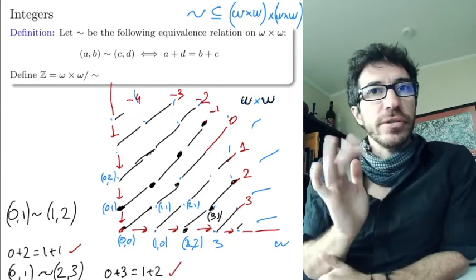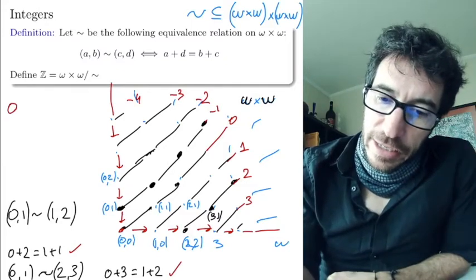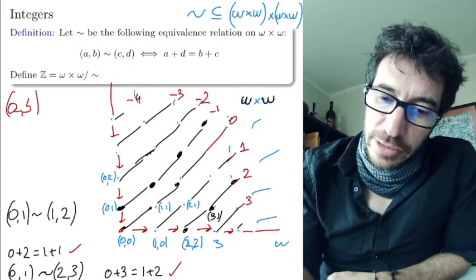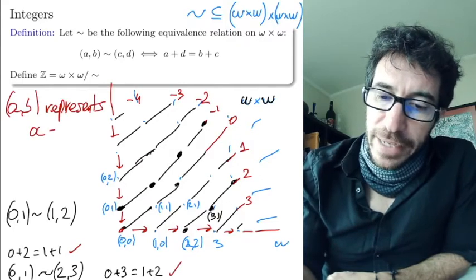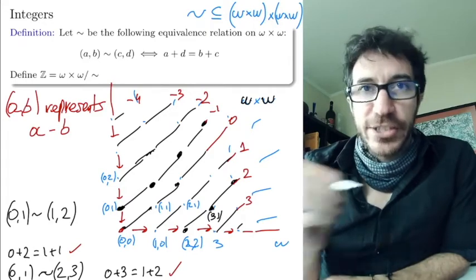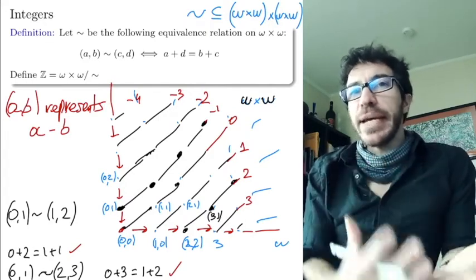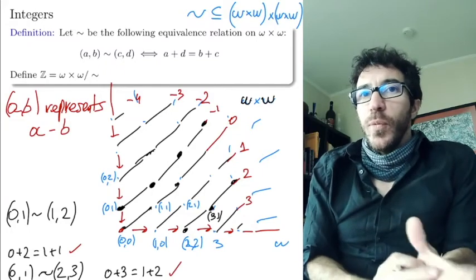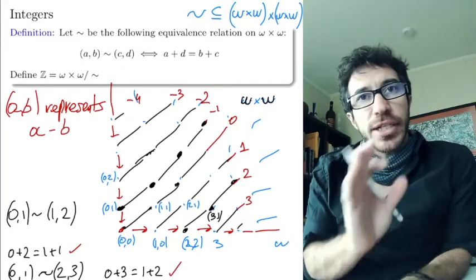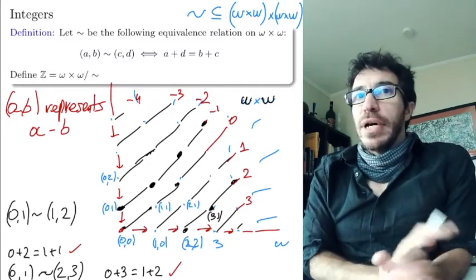Essentially, what's going on, and this is a secret, is that a comma b represents the integer a minus b. Why did I say it's a secret? The thing is that we don't have a minus. All we have so far is the natural numbers. The natural numbers are only positive. We don't have negative numbers, right?